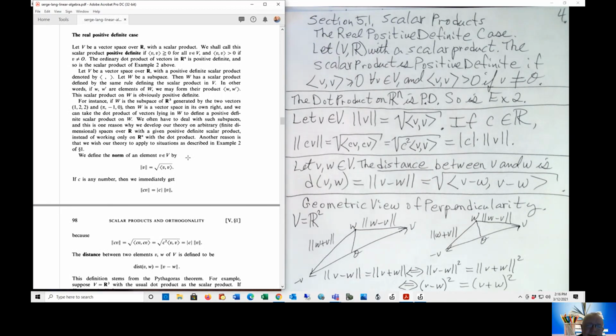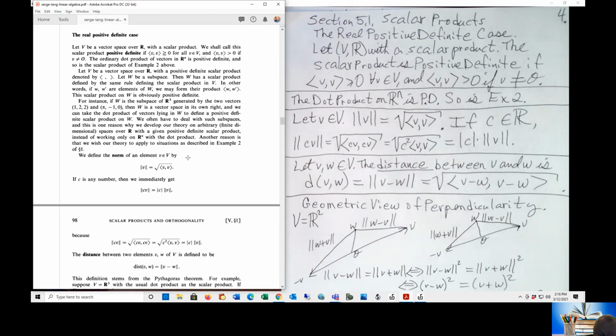Okay? Next, we define distance between two vectors, v and w, in the following way. d of v,w is the norm of v minus w. It's also equal to the norm of w minus v, which is the square root of the inner product of v minus w with v minus w.